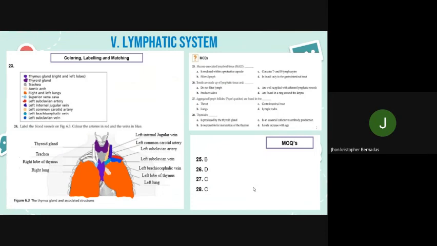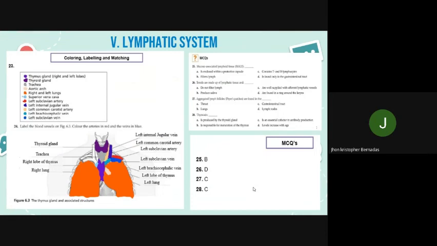Now for the lymphatic system, as you can see in the figure, that is the thymus gland and associated structures. Now for the color violet, we have thyroid gland. For color gray, we have trachea. For the sky blue, we have right lobe of thymus. For orange, we have right lung. For dark blue, we have left internal jugular vein. For peach, we have left common carotid artery. For red, we have left subclavian artery.